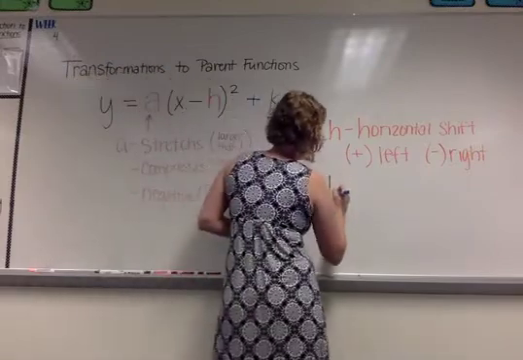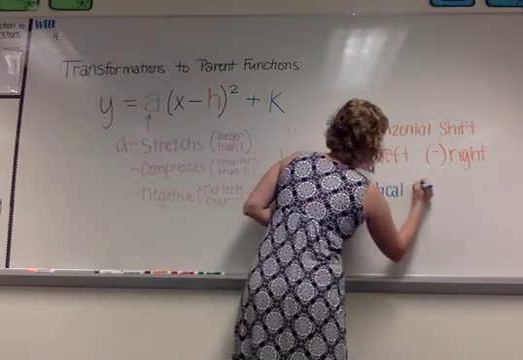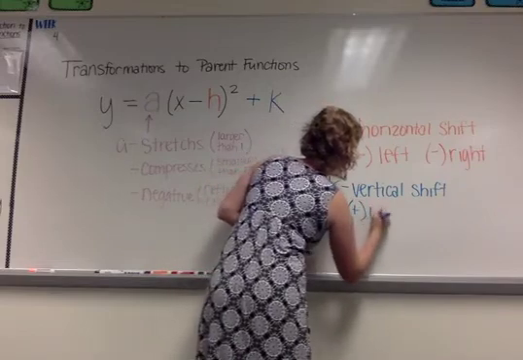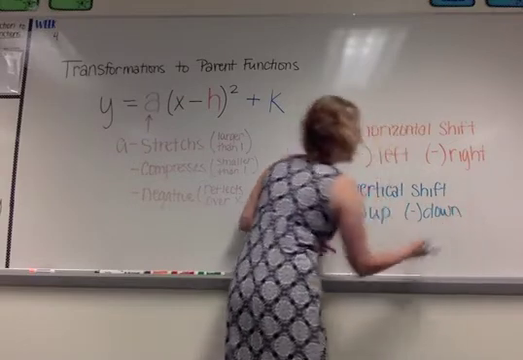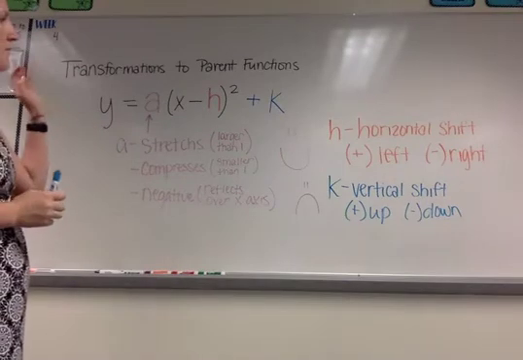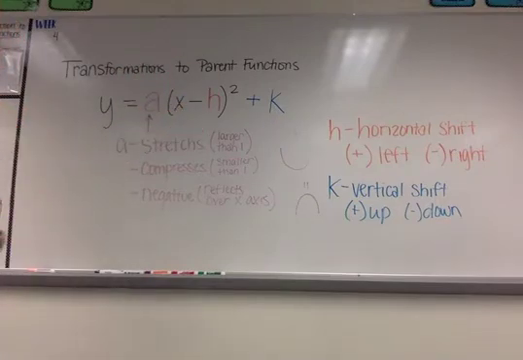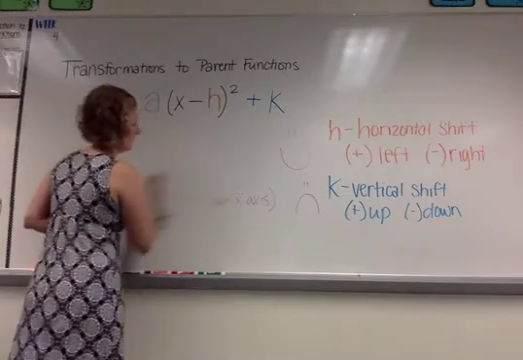And then k is the vertical shift. So if it's positive, it moves up. If it's negative, it moves down. Okay. Now, the nice thing about these videos is if you're still writing this down, pause the video. I'm going to go ahead and move on to an example because I don't want you waiting on me if you don't need to. So I'm going to leave the equation up there and we're going to try an example.